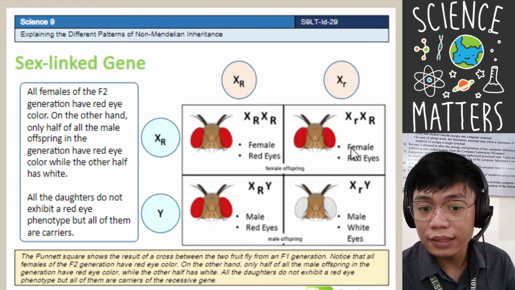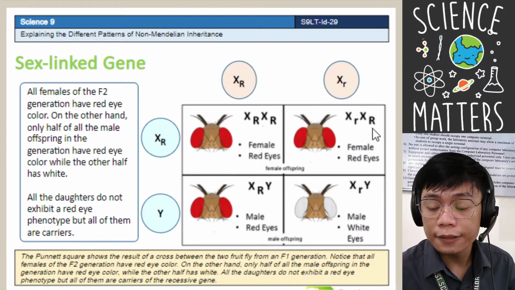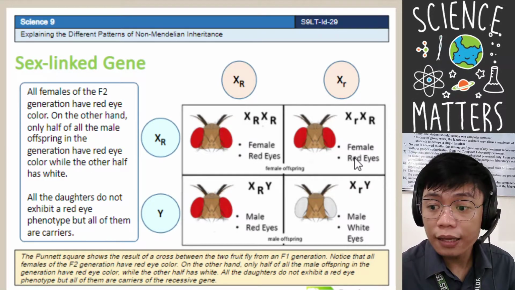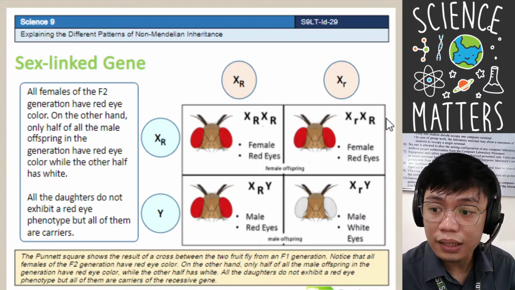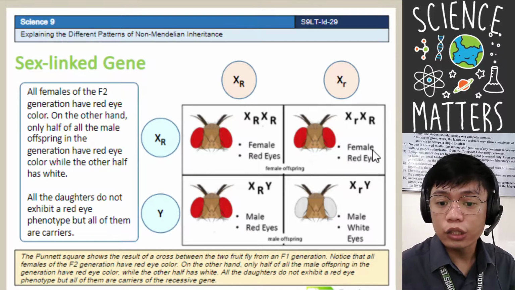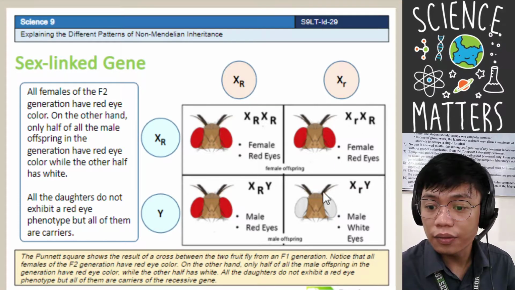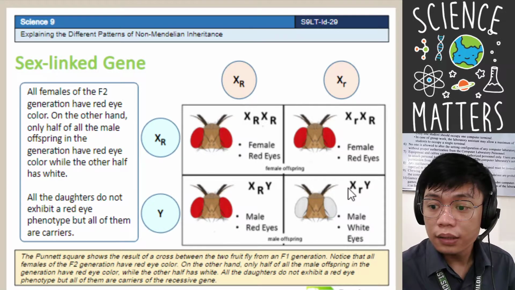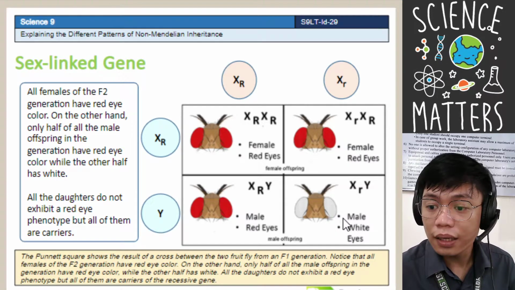So, X plus X is going to be a female since she has a dominant allele. She may have a red eye or a white eye, but since the dominant one is the red eye, the result is red eye color. Now, let's combine X and Y naman dito. X na recessive, tapos Y. Now, since recessive gene ang meron sa lalaking ito, X and Y, ang magiging kulay ng kanyang mata ay white.